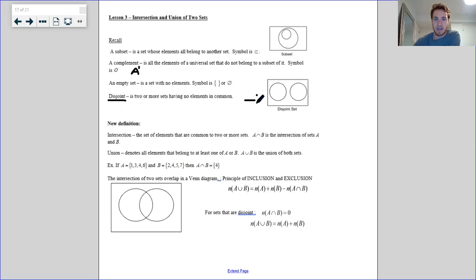So here's an example right here. The circles don't overlap. This is a subset because the circle is completely in the other circle. So new definition. The intersection, the set of elements that are common to 2 or more sets.